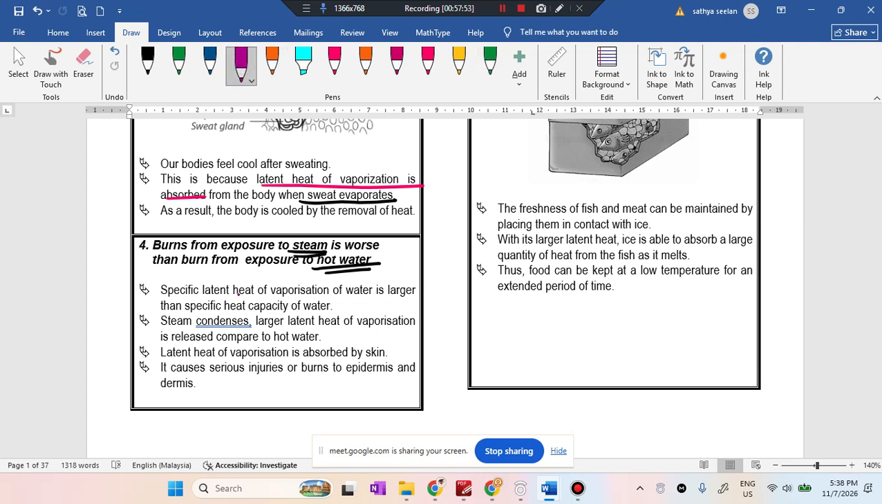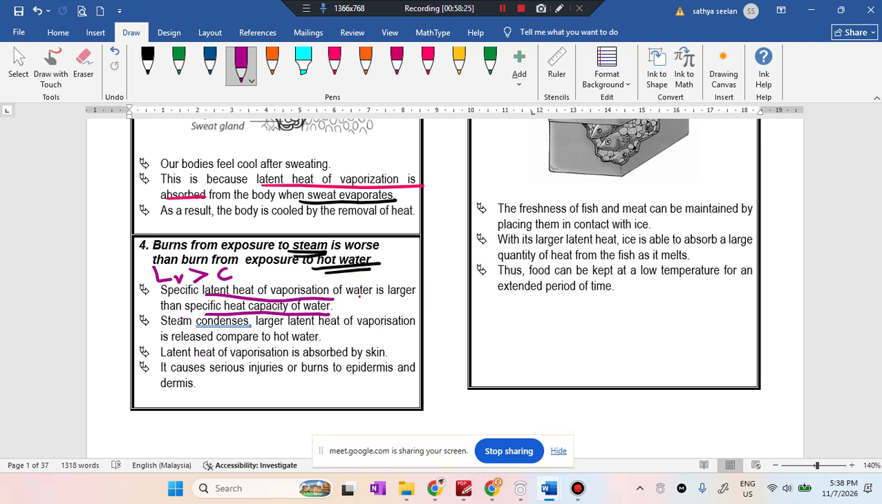Okay? So, specific latent heat of vaporization is larger than the specific heat capacity of water. You faham dah apa dia tulis? LV is greater than the specific heat capacity. Itu maksud dia. You tulis dalam simbol. You boleh faham sekejap je. Okay? Latent heat of vaporization is greater than specific heat capacity.